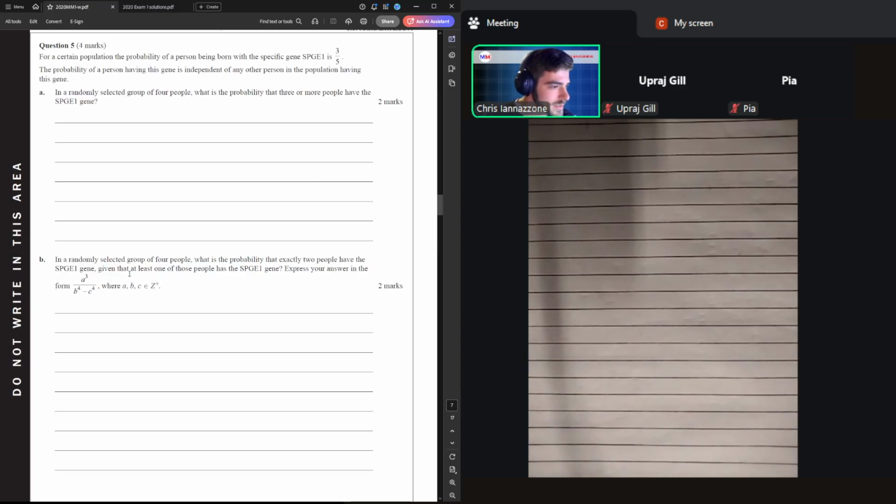Okay, so is anyone still stuck? Keyword: given that exactly 2 people, given at least one person. That's a conditional probability, which means you want to find the intersection of those 2 things. That's your numerator. And then you want to divide that by the conditional, which is, in this case, at least 1, so x greater than or equal to 1. Both of those are Bernoulli sequence things that you could solve. And then the challenge is going to be a bit of rearranging.